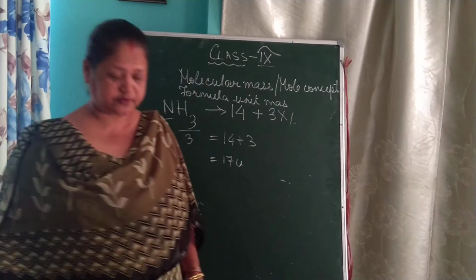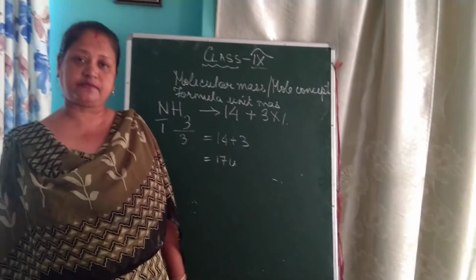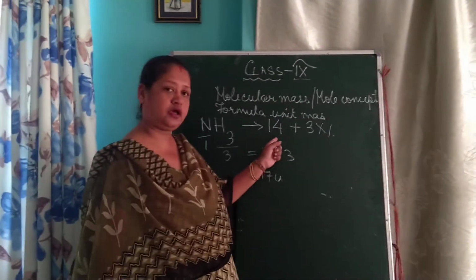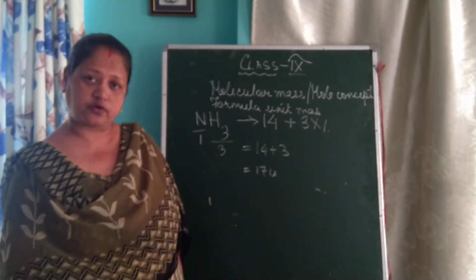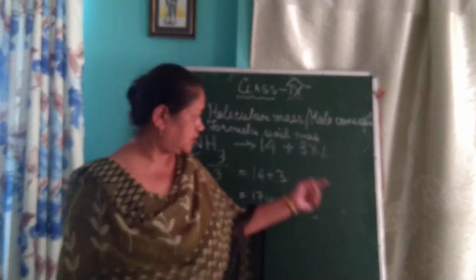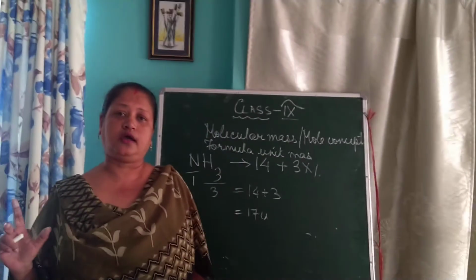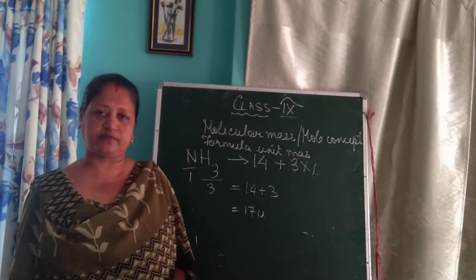Suppose you have to find out the formula unit mass for ammonia, it will be the same. That means 14 is the atomic mass, plus 3 into 1, that is equal to 17 formula unit mass. So I hope I have made it clear to you all. You all are clear with the concept of molecular mass and formula unit mass.